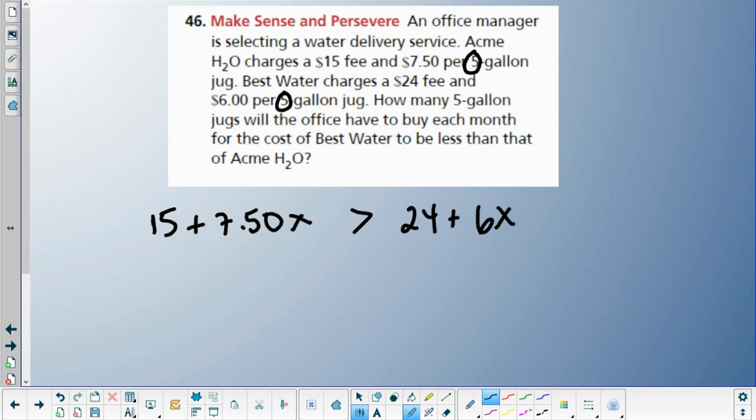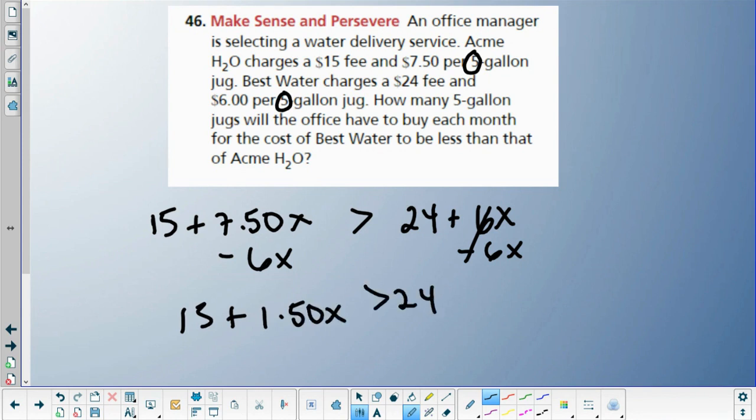All right, one second. Let me switch gears here. All right, so if we go through and we solve, I'm just trying to set up my calculator real quick so that we have the right answers. Okay, if we combine like terms, I'm going to take 6x away from 7.50x. Okay, so I end up with 15 plus $1.50x is greater than 24.